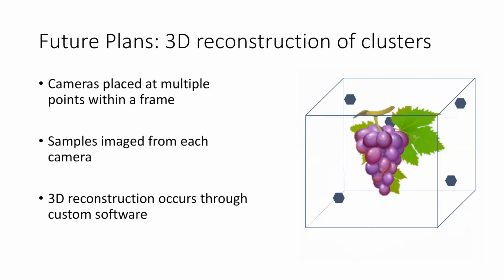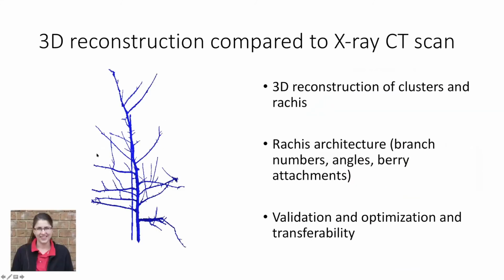So Amy's constructing what we call image boxes, for lack of a better term, with cameras placed at set points with a cluster hanging in the middle. The cluster will get imaged from each of these places, and the cameras, of course, are calibrated such that she knows where they're all at. And then she's developing software to do 3D reconstruction. We're working on this with the grapes, so I don't actually have images of the grapes to show you. This is one that she's done previously, but this is one of her trees.